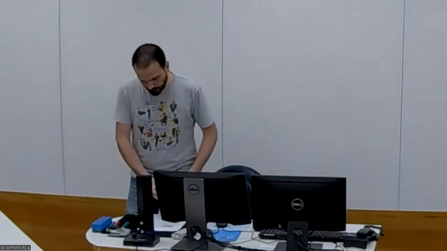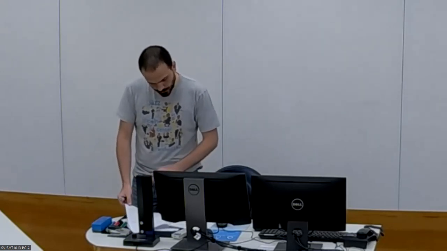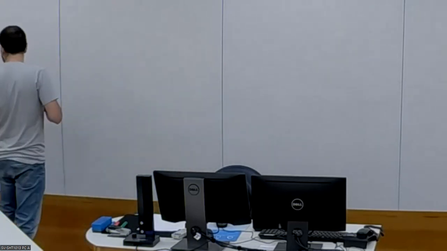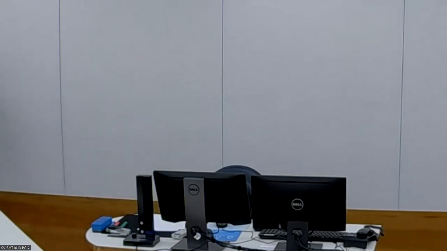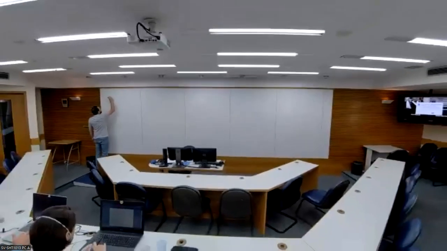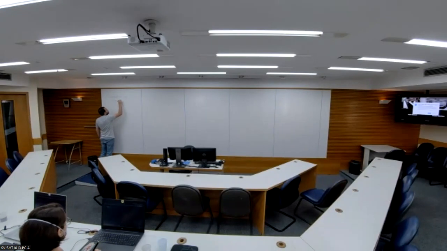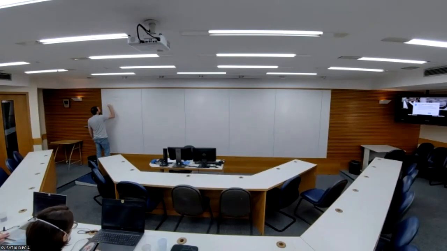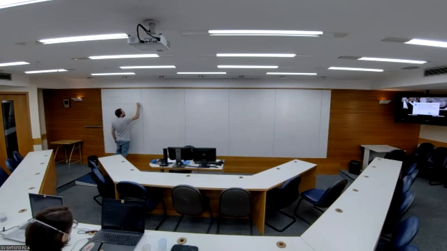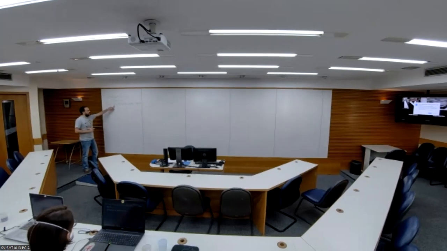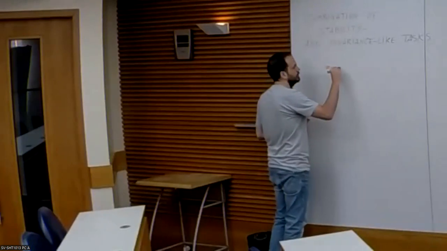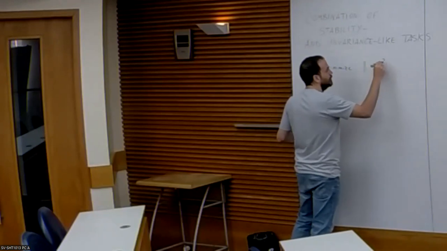So, to do that, let's first pick up where we were yesterday by combining the two types of tasks. We put the constraints of the stability-like task and the invariance-like task in the same minimum energy optimization problem, which means we minimize the norm of the control input.